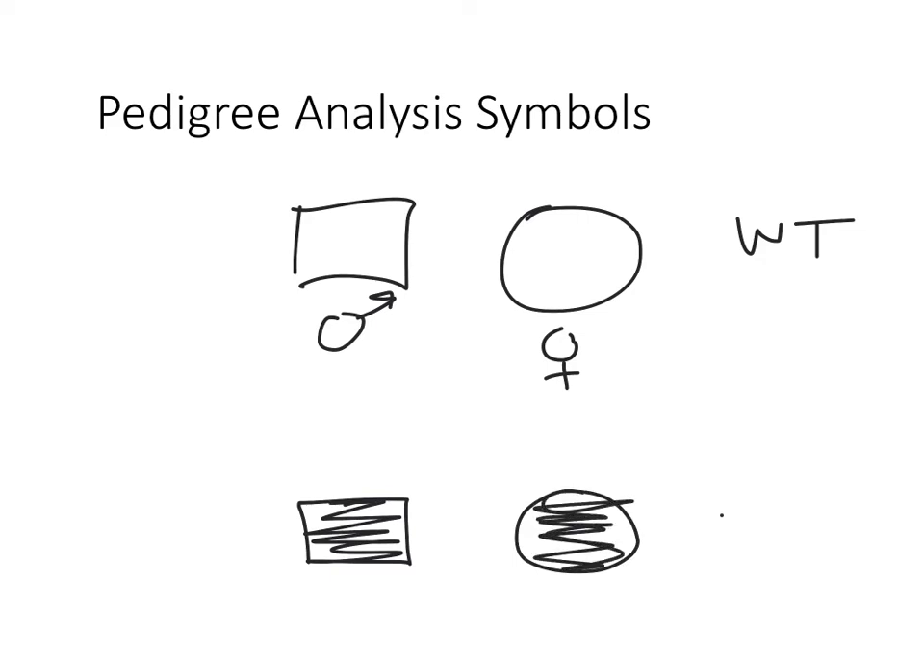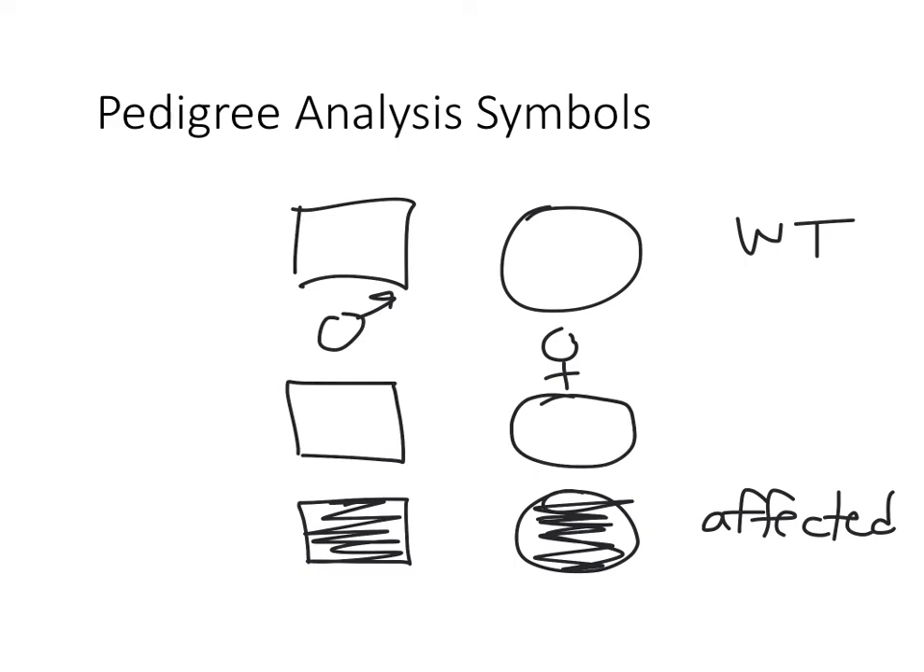They have the trait. They're affected with whatever. Affected is maybe not the best word for it, because the trait that we're looking at is not always a disease, it's not always bad, it's just whatever phenotype we're tracking from generation to generation. They have it. And then for our purposes, the only other one we're really going to worry about is, what if they're half filled in?